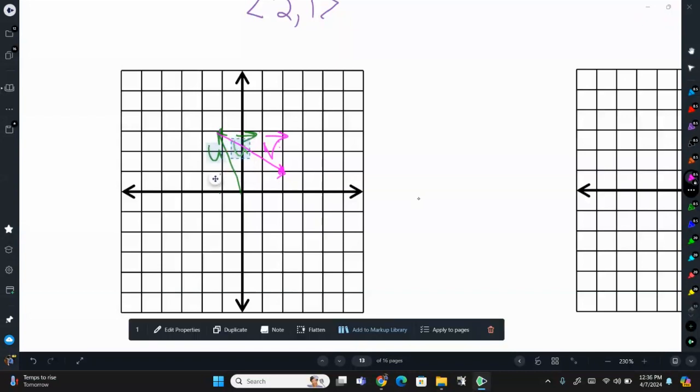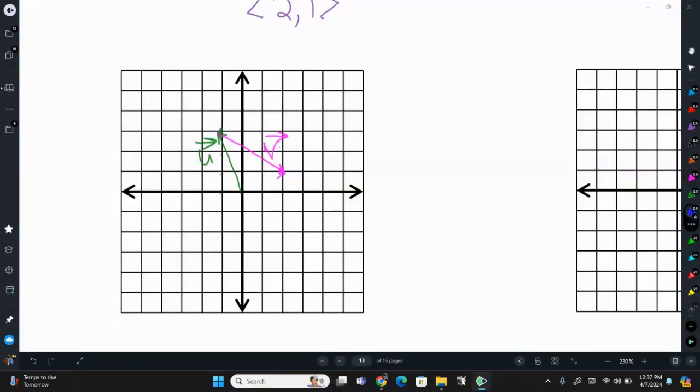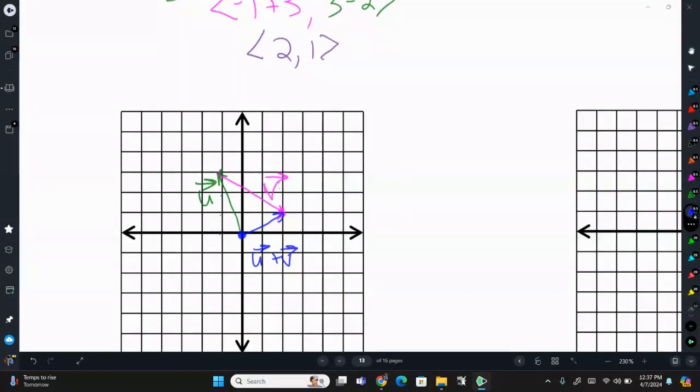And let's just move this out of the way. So my resultant vector is this right here. This would be my u plus v. And you see how that corresponds with the algebraic one. We got 2, comma, 1 algebraically. Well, from the origin, if we go 2 to the right and up 1, we are at the end of that vector.